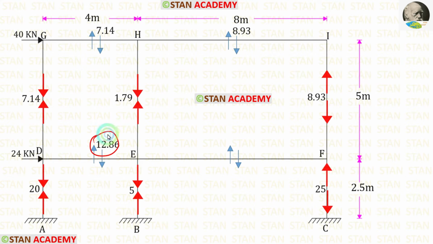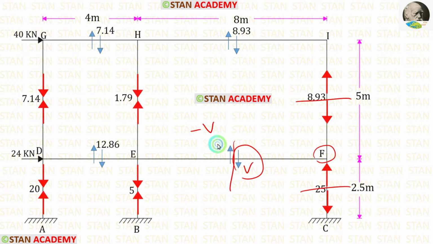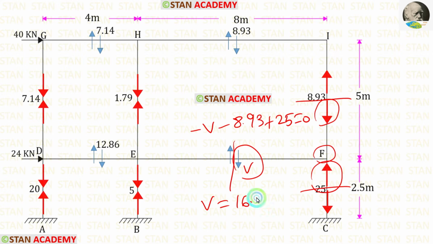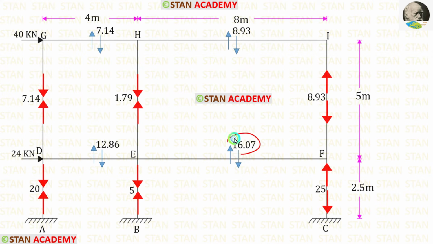Let us apply that. Now, let us take the joint F. V is acting downwards, so that will be negative. This force is also acting downwards, so that is also negative. This force is acting upwards, so that will be positive. Finally, for V, we will get 16.07 kilonewton. Let us enter that.